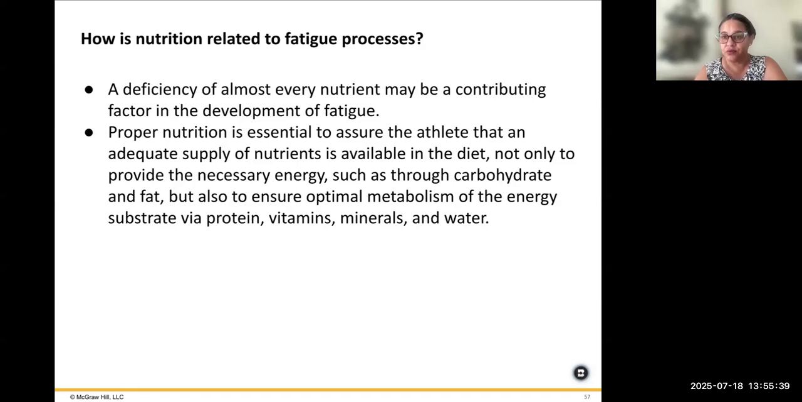And like I said, we will be going over every single one of those in future chapters. Carbohydrates has a whole chapter dedicated to itself, same with all of the others.